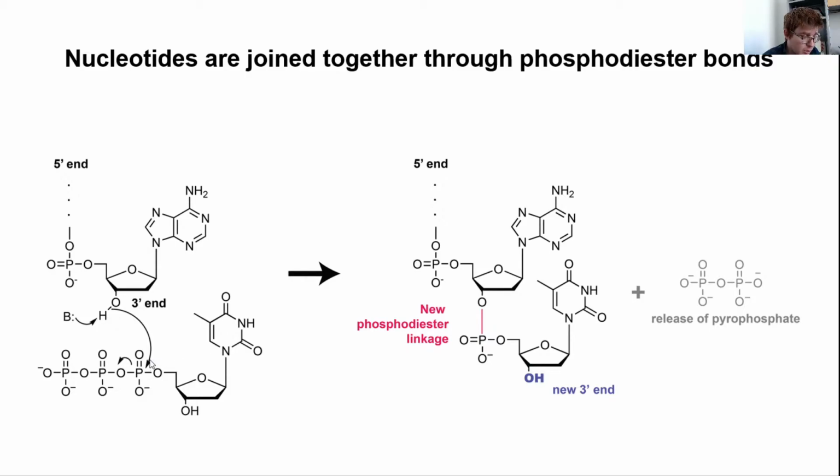Once the 3' hydroxyl attacks this phosphate, it can kick off these two phosphates that are joined together. This is called pyrophosphate, a very high energy leaving group. The result of this biochemistry is that you will have created a new phosphodiester linkage between the original nucleic acid and your new monomer. I want to emphasize that the 3' hydroxyl of the nucleotide that we added now becomes the new 3' end of the molecule. So from this point of view, we can say that nucleotides are joined together in the 5' to 3' direction of the polymer because they're always added at the 3' end.